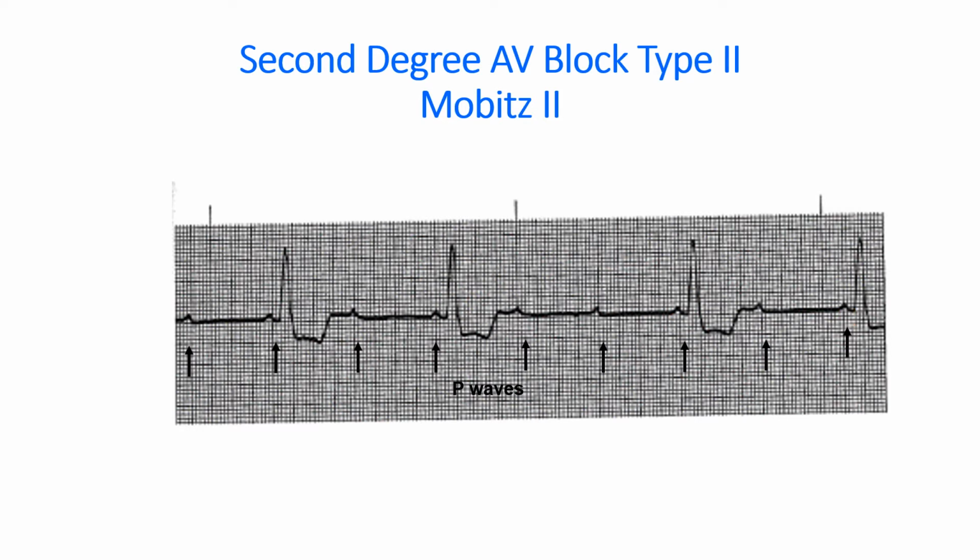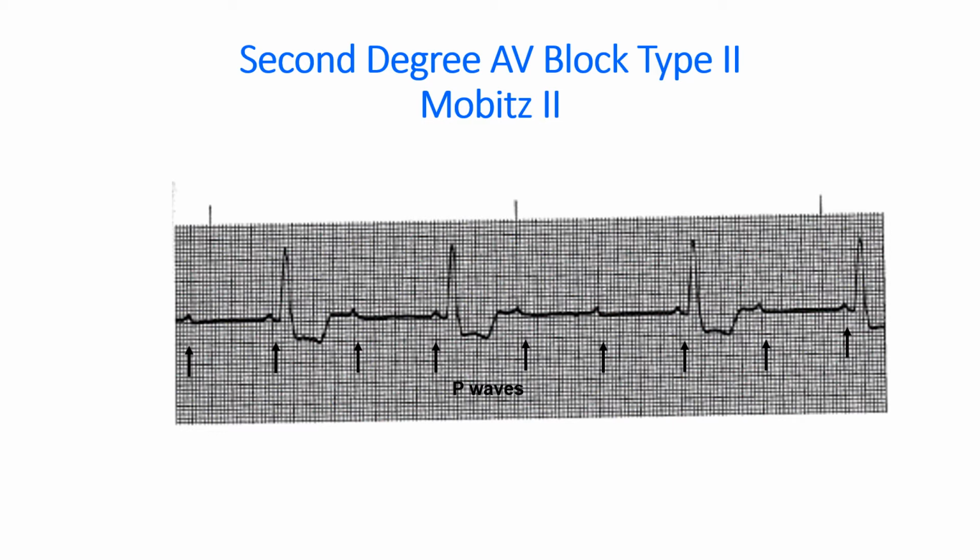And second degree type 2 is going to have more P's than QRS's, but what you're going to see is a constant PR. It might be normal or it might be prolonged, but they are all the same. The R waves are regular unless the conduction ratio varies, such as in this strip, where you could have either an irregular rhythm or a regular rhythm.